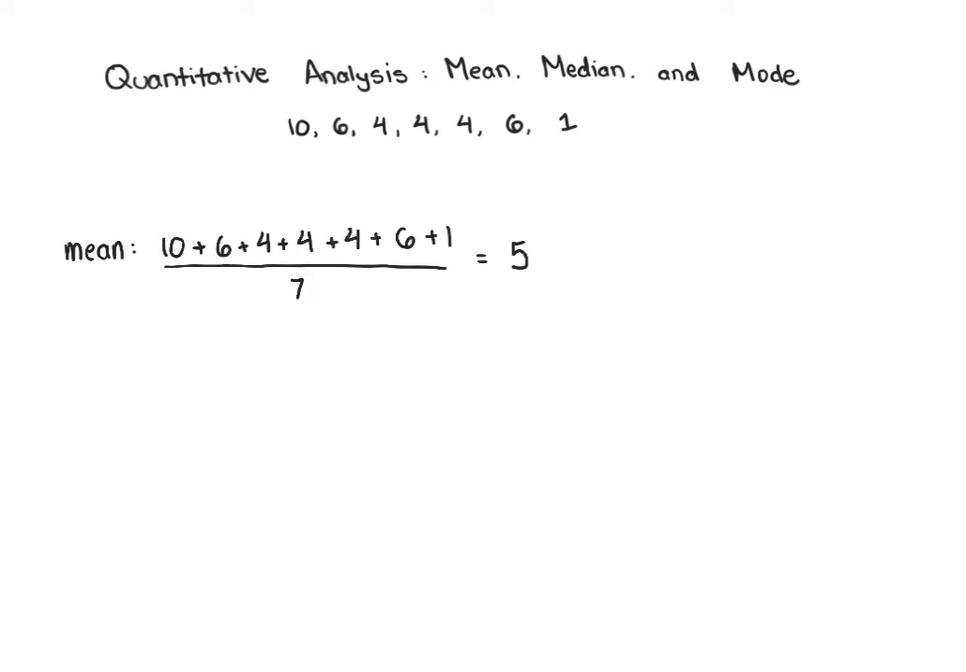Notice, however, that 5 wasn't part of our original set of numbers, and that's okay. The mean just tells us that half of the numbers are before this value, and half of them are after. It's the central tendency of our data. Next, let's consider the median.